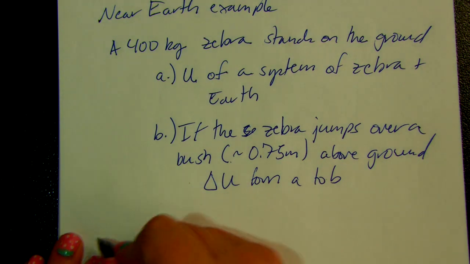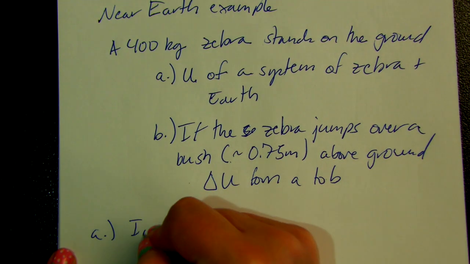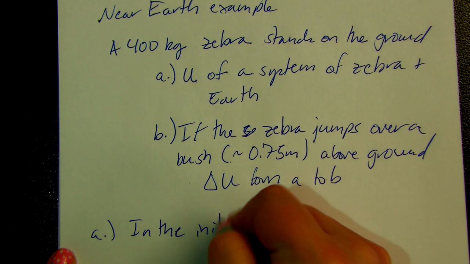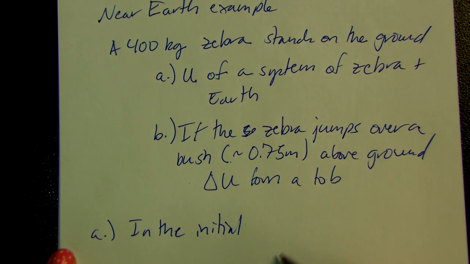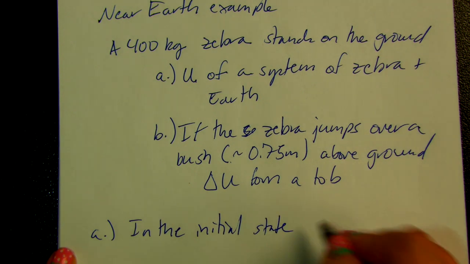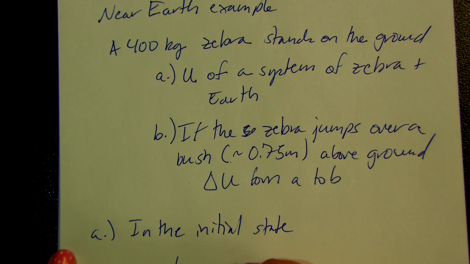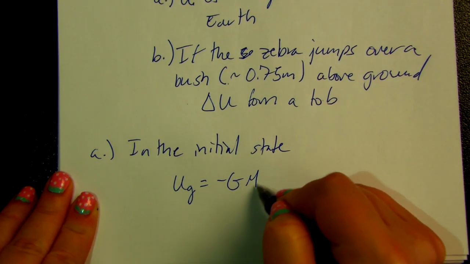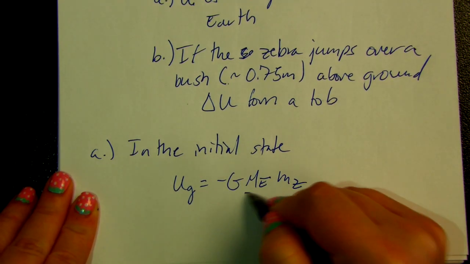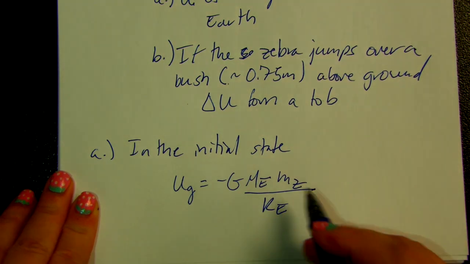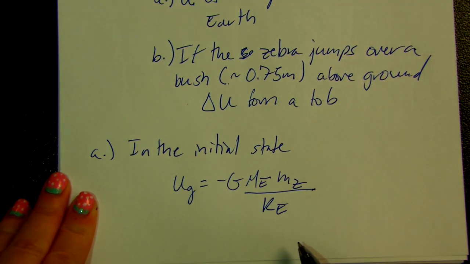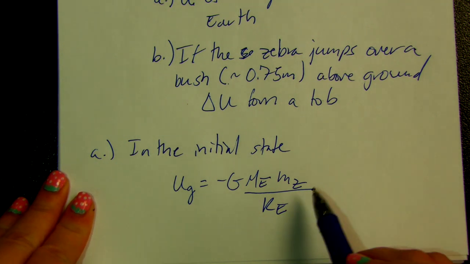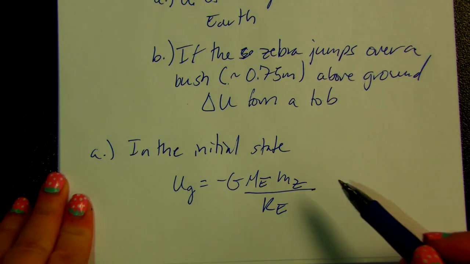All right, so in the initial state, notice we are not looking for change in potential. We are just looking for potential as it stands. So we are always 1 Earth radius away from the center. So the potential due to gravitational attraction between the zebra and the Earth is equal to minus G, mass of the Earth, times the mass of the zebra divided by the radius of the Earth. By the way, this is how much potential you have with the Earth right now. Plug in your mass in place of the zebra and the radius of the Earth, and you've got it.